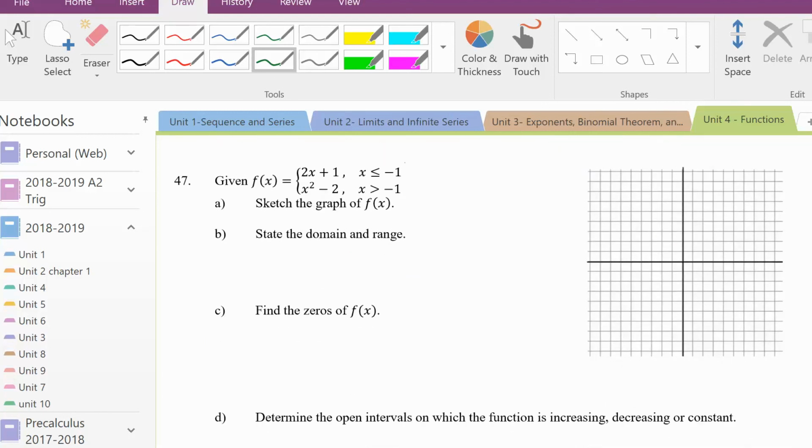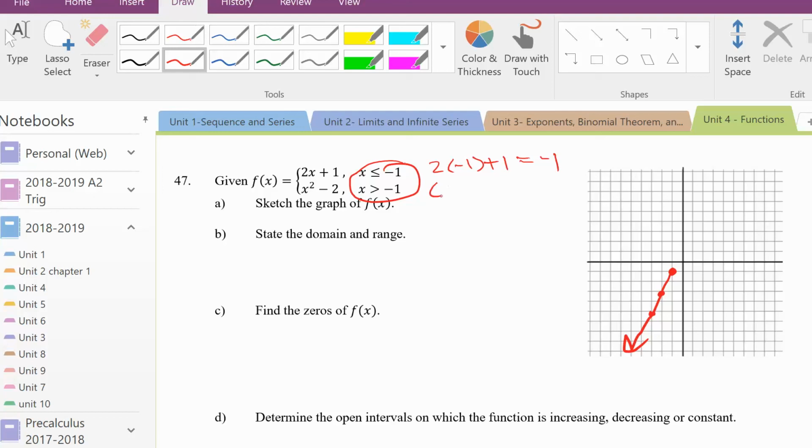47, the piecewise function. Remember piecewise functions, the changing point is the most important. So if you put -1 in here, 2 times -1 plus 1 gives you -1. So -1, -1's right there. And now less than, so that means like -2 gives you -3. -3 gives you -5. And you have a line, right?